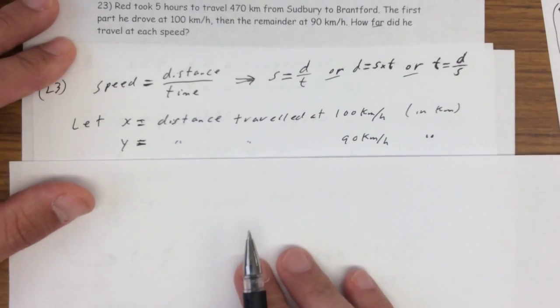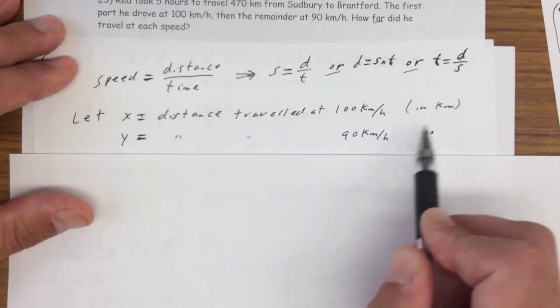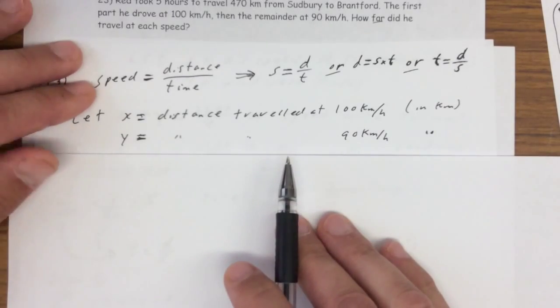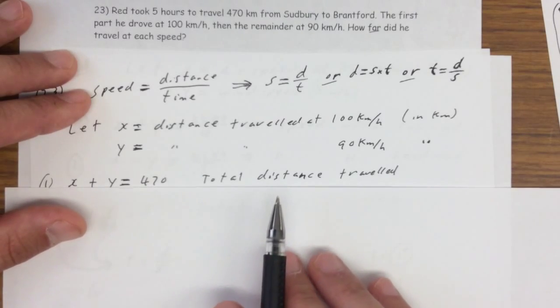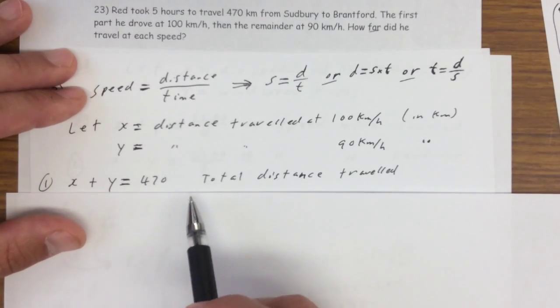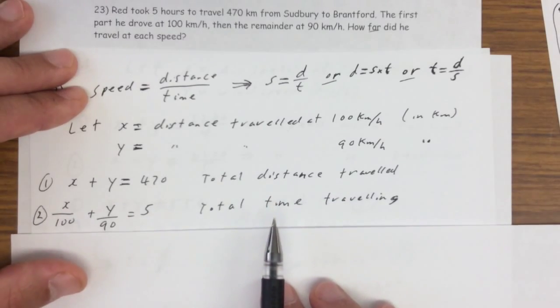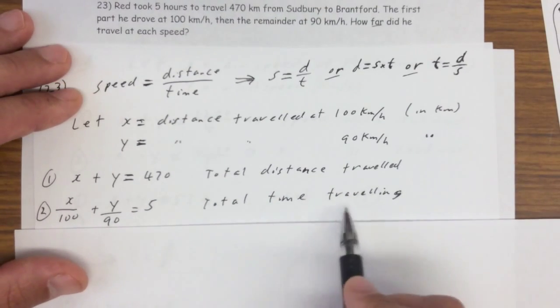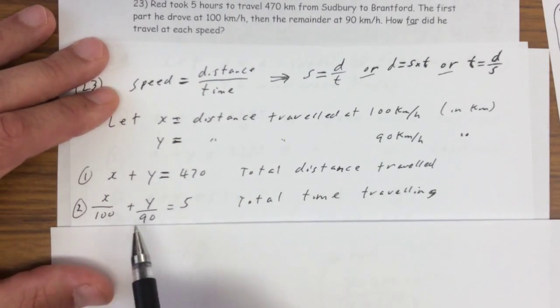For this problem, we're going to let x and y be the distances traveled at each speed in kilometers. We know that x plus y in this question needs to add up to 470 kilometers. Okay? Now the next equation is going to be about time. So that's a distance equation. The next one is time.